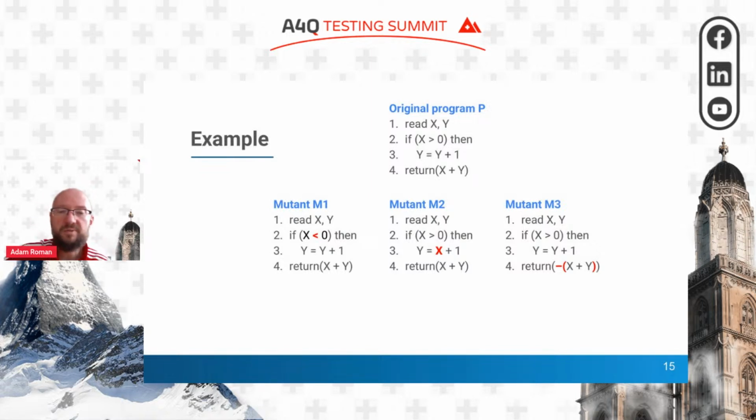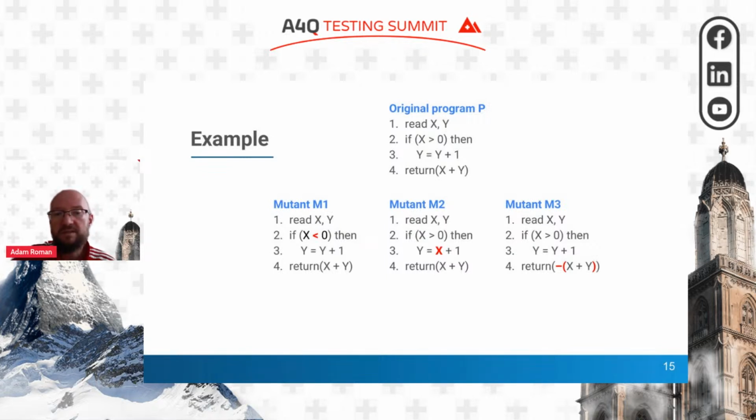Let's say we have an original program that reads two variables x and y. If x is greater than 0, then it increases y by 1 and returns the sum of these two things. Here we have examples of three mutants. In M1, we change greater to less than. In the second one, we replace one variable: in line 3, we replace y with x. And in the third one, we add a minus operator to this returned value.